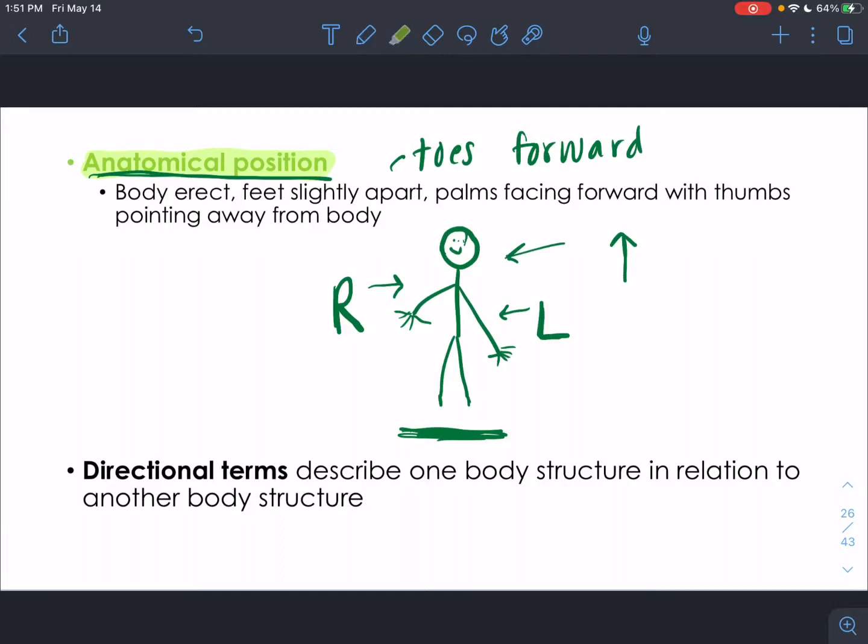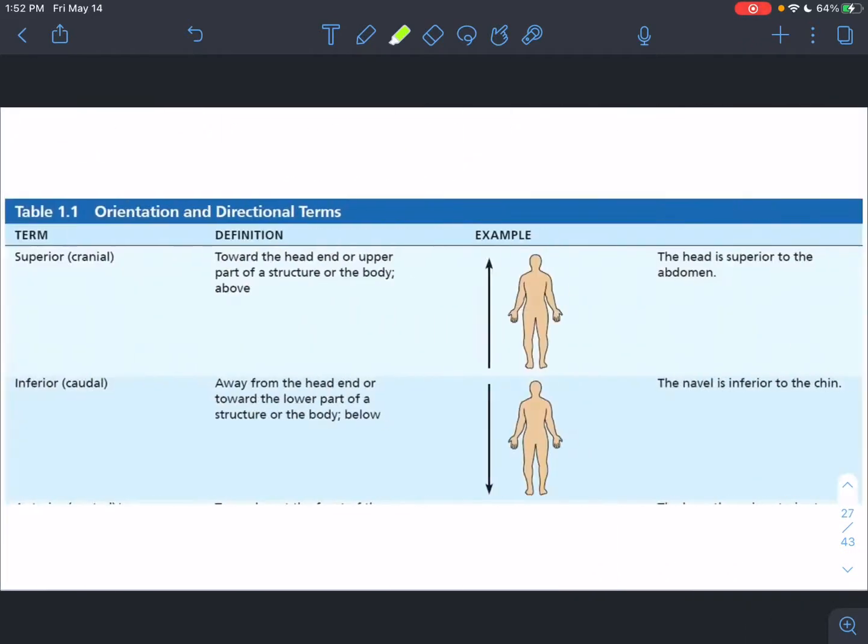Okay, and then some directional terms are, like I said, going to be used to describe a body structure in relation to something else. So like I said, the eyes are superior, above the mouth. And again, that's why anatomical position is so important, because when we're using these directional terms, if our body's not in this position, they won't mean the same thing to everybody. So some important directional terms, again, you'll get these in lab, but I just want to go through them.